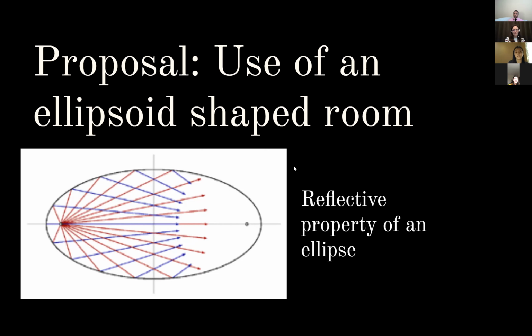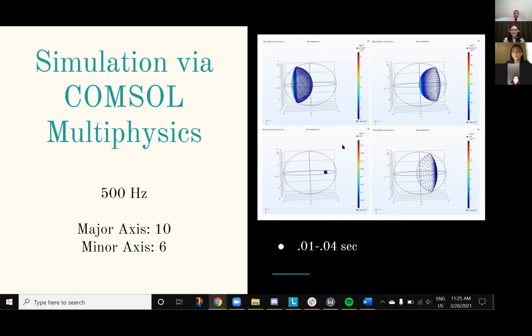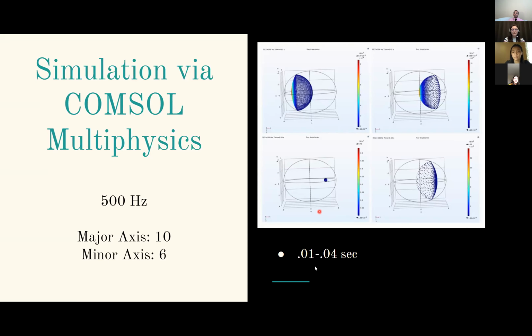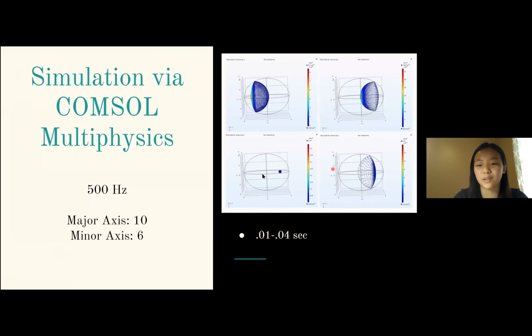To conduct this simulation, we used COMSOL Multiphysics. Our ray was set to 500 hertz, and the ellipsoid had a major axis of 10 and a minor axis of 6. In this image, you are able to see the propagation of the ray from 0.0 to 0.4 seconds. You can notice that as it comes off of the focus, it reflects, and at 0.03 seconds, all the sound converges there.